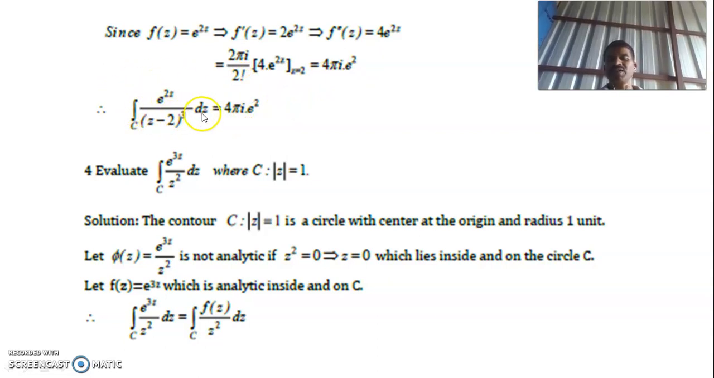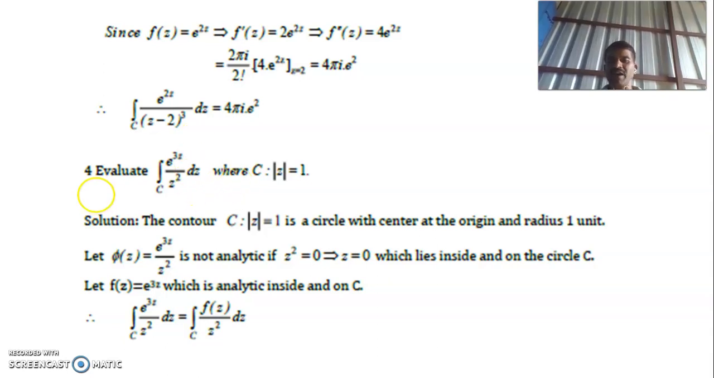The result of that integration is e power 2z by (z minus 2) whole cube. Similarly, next we can take another problem: the integral of e power 3z by z square, where C is the circle mod z equal to 1. This represents a circle with center at origin and radius 1 unit, our unit circle.